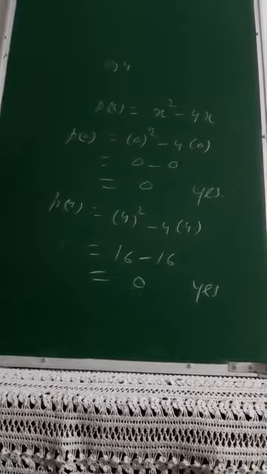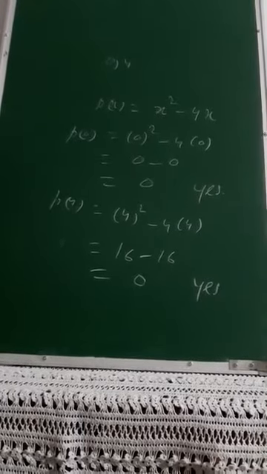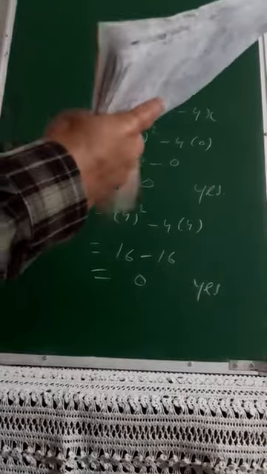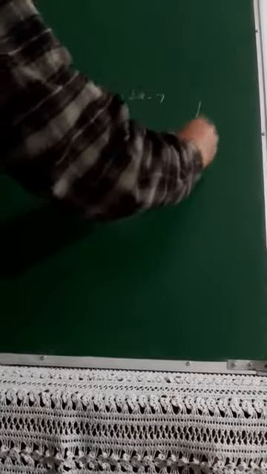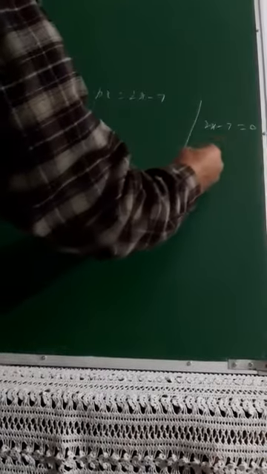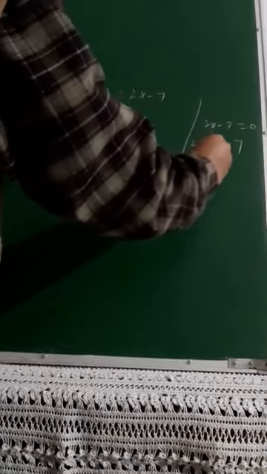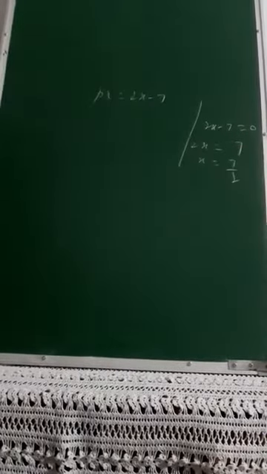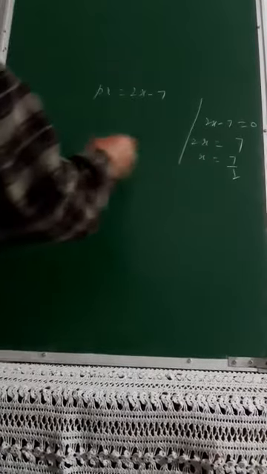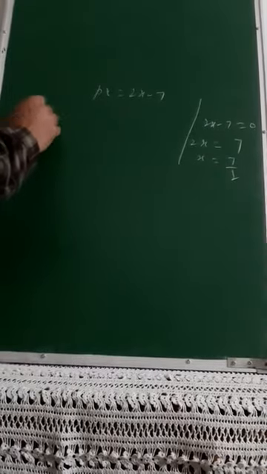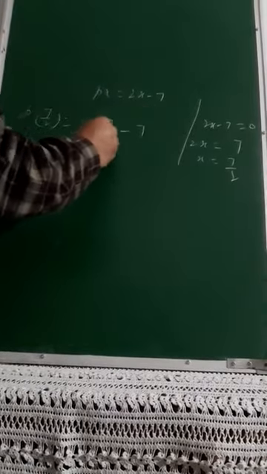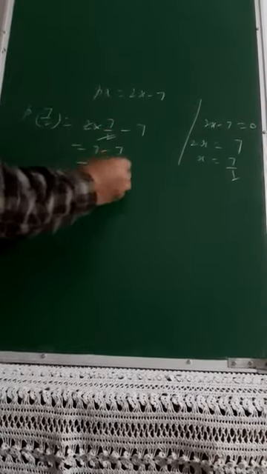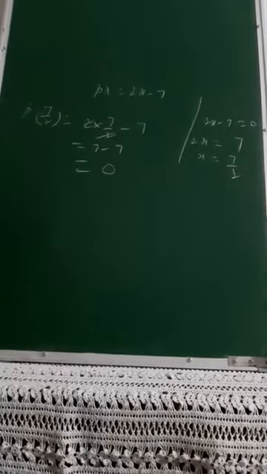Then your sixth question was, find the zeros of the polynomial. That was p(x) is equal to 2x minus 7. So the procedure I have explained to you. 2x minus 7 you need to put equal to 0. So 2x is equal to 7 and x is equal to 7 upon 2. So x equal to 7 upon 2 will be the zero of this polynomial. As soon as you put this value 7 upon 2, it becomes 7 minus 7, which makes it 0. So that's why 7 upon 2 will be the zero for this.